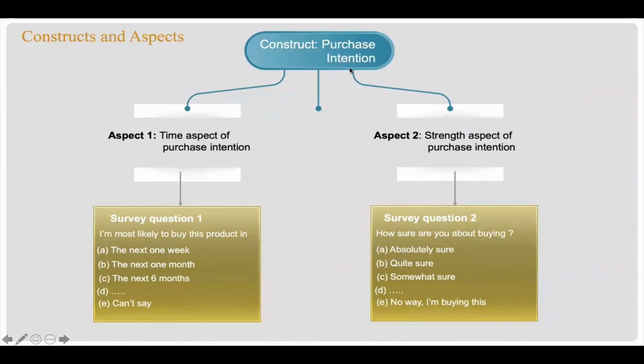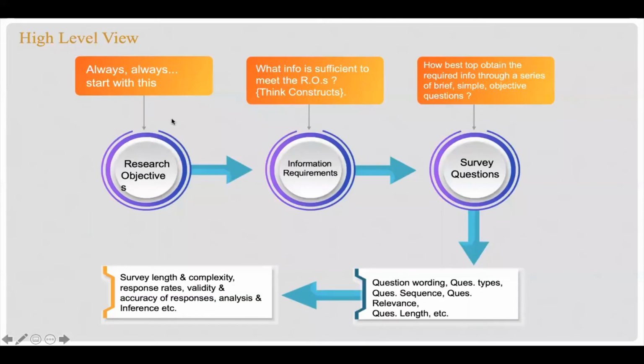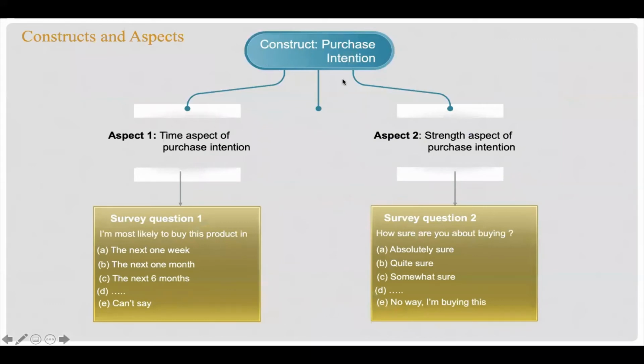All right. So a construct could be, a small example, purchase intention. Where is this coming from? From your research objective. Then you need to think about something called aspects. The time aspect, meaning your survey question should be something like, I'm most likely to buy this product in the next 1 week or next 1 month or the next 6 months. This is the time aspect. Then you also have the strength aspect, meaning how sure are you about buying? Absolutely sure, quite sure, somewhat sure, right? So you are coming up with a survey question to address the time aspect. You are asking a question with respect to the strength aspect. When you have responses to these two from the customer, you have an answer to your construct.